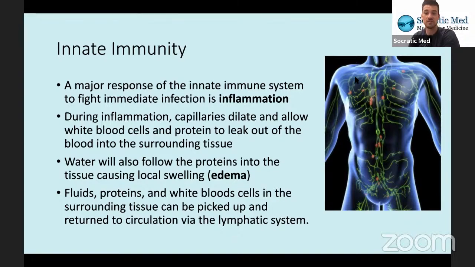So inflammation on a controlled level is a good thing. It helps us keep foreign invaders out and it helps us kill them before an infection happens. But like others, if it's going haywire, then it's definitely dangerous. So like I said, the capillaries dilate and it allows these white blood cells and proteins to leak out of the blood into the surrounding tissue.